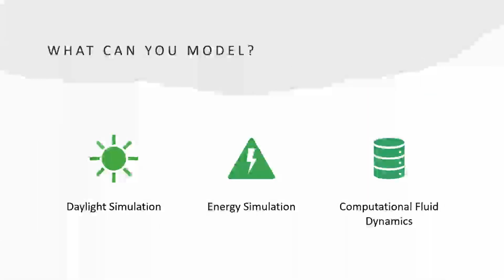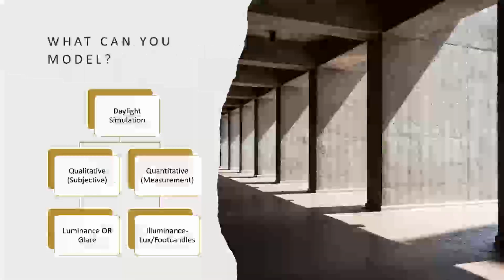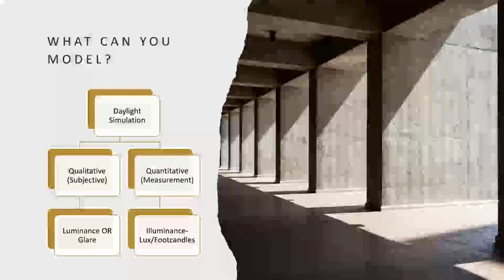For our industry, what we typically model is daylight simulation, energy simulation, and computational fluid dynamics. So what can you model? Daylight simulation is in two parts, qualitative and quantitative. Qualitative being subjective, it's luminance or glare. That's entirely dependent on the user. An example I like to use is me and my boss. My boss is okay with working with the sun on his face. I am okay working in a cave with no light. So it's very hard to get everyone happy when it comes to glare. The quantitative is illuminance. We measure that in 2 units, lux or foot-candles: foot-candles being the US customary system, lux being the metric system that everyone else in the world uses.